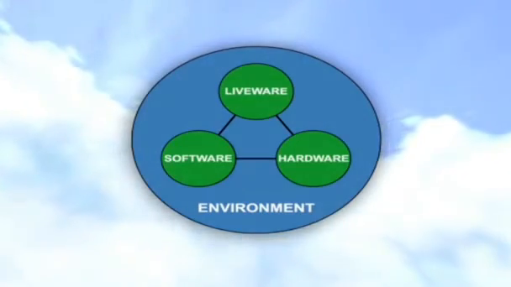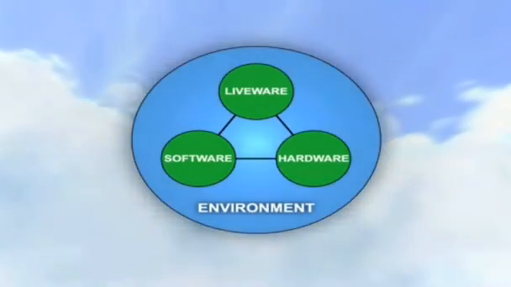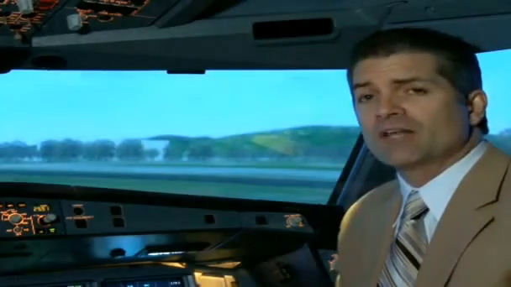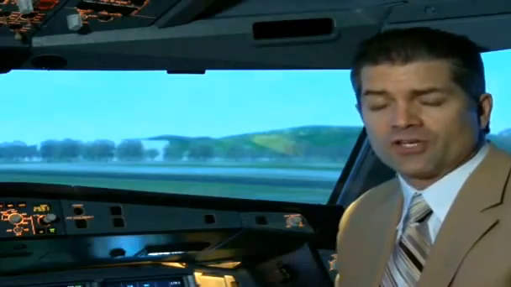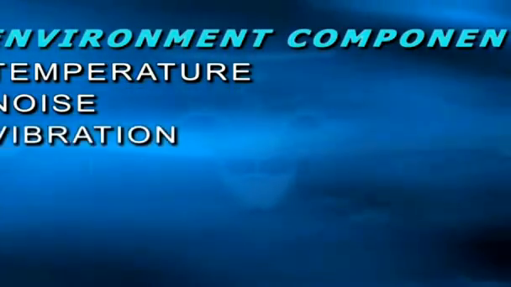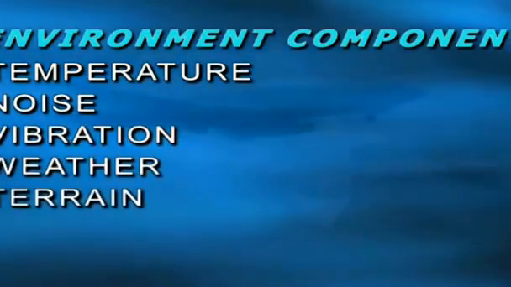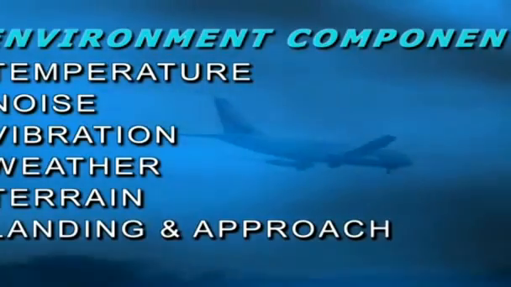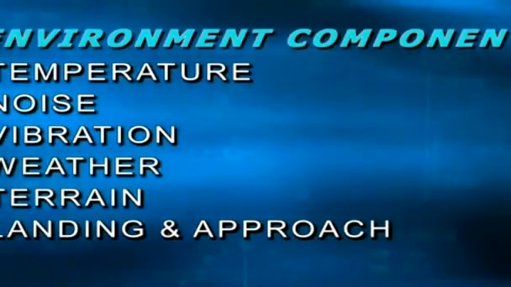Hardware is comprised of the actual cockpit, the layout of flight controls, seat design, and computer systems. The third component in the shell model is E, representing the environment. The environment embodies both internal cabin and external aircraft areas. Elements such as temperature, noise, vibration, weather, terrain, landing and approach all play a part of the environment component.